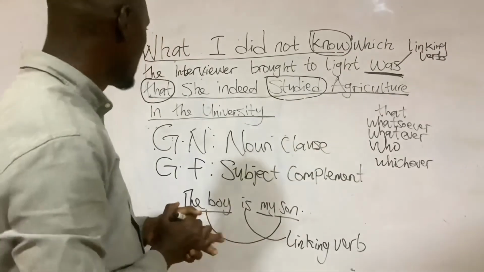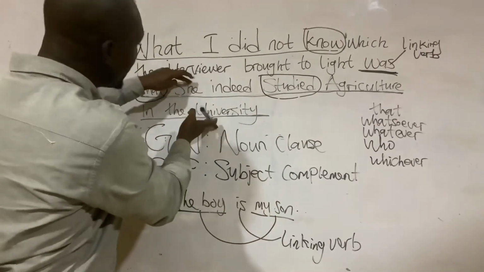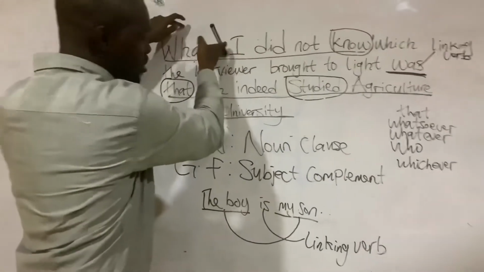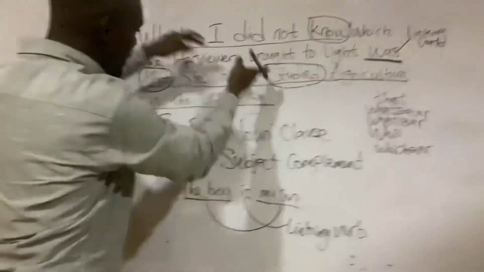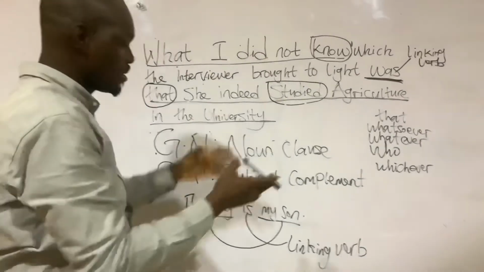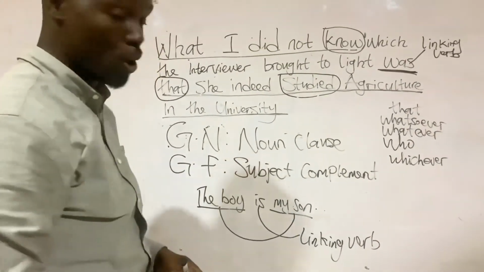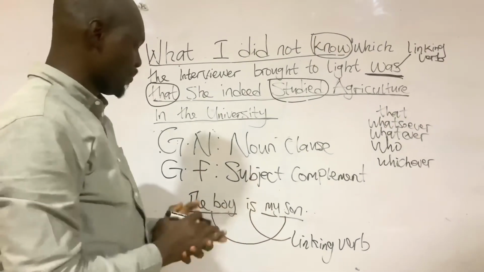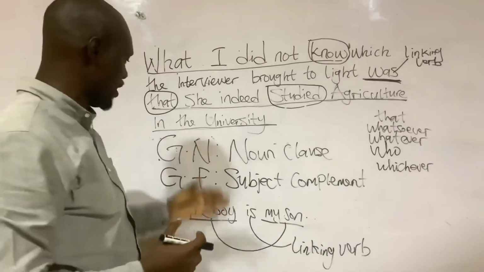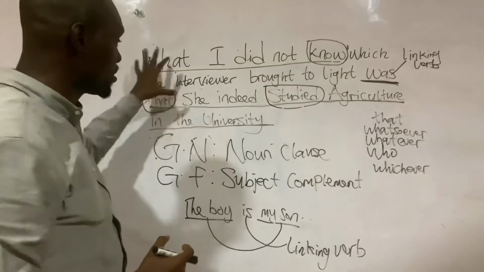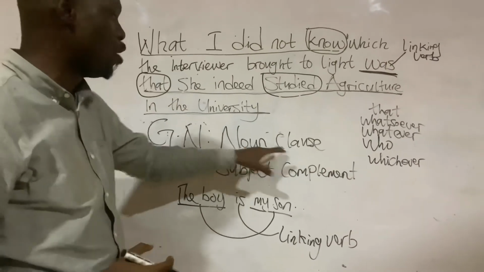And what am I trying to say? I can take the subject complement back to the subject and bring this back to this position. And that is what subject complement is all about. So here you have it. The correct answer for this underlined expression is noun clause.